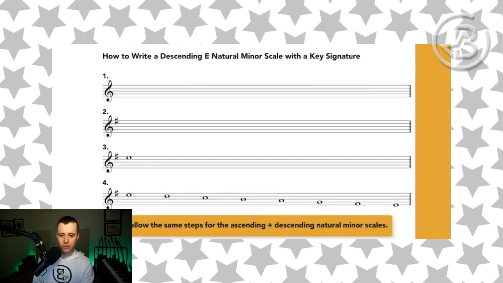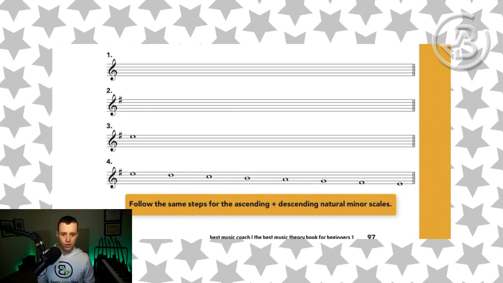And the same thing for writing descending natural minor scales with key signatures. You just have your staff, your treble clef, your double bar line. You write your key signature, or in the case of C major and A minor, you don't do anything.